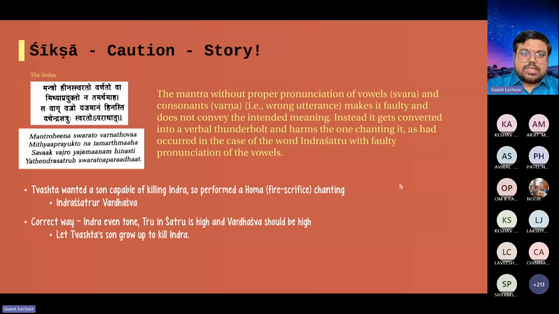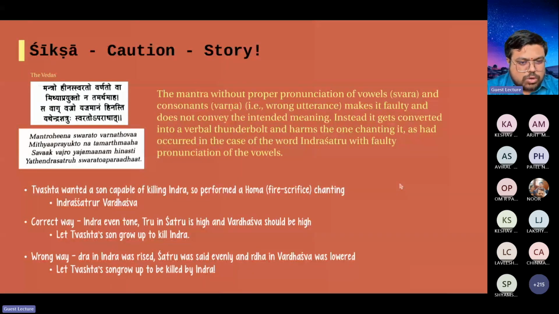Now, the correct way that he should have pronounced the Indra in Indra Shatru should be in an even tone. That means Indra. And the Tru in the Shatru should be high. Shatru. And Vatrashva should be high. Vatrashva. Therefore, Indra, Shatru, Vatrashva. That should have been the way of utterance, which would have meant let Tvashta's son grow up to kill Indra.